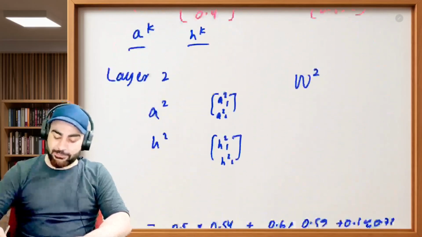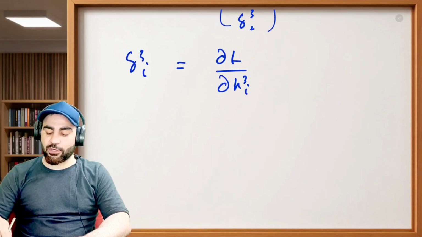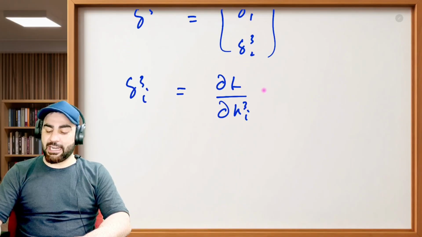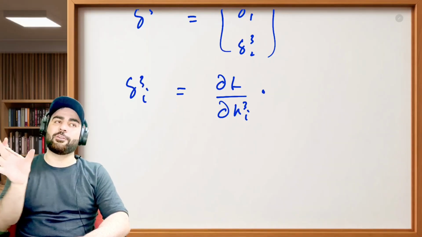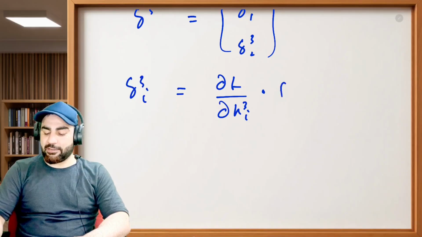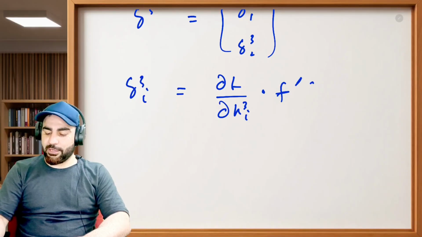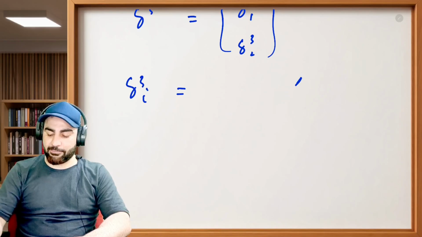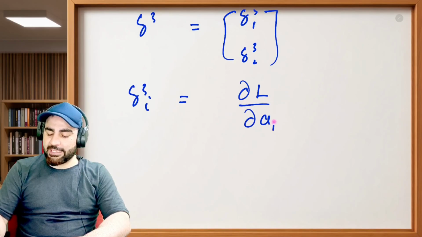I have to compute delta 3 of i. In order to compute that, I'll take dou L by dou H_i3 and multiply by, because this H_i3 we got from the activation function, I'll just write the activation function derivative f dash, because we have to take the derivative of that because of the chain rule, and that will be equal to A_i of 3. The activation function was applied on H_k. I'll write it again: I had to compute dou L by dou A_i3. This is what I had to compute.